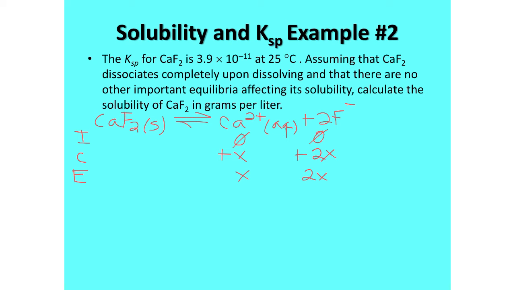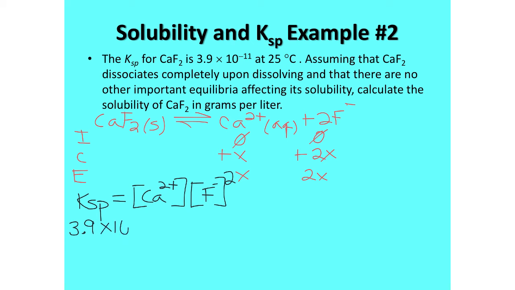We don't even bother filling in the calcium fluoride since that's a solid and that would not be present in the equilibrium expression. Speaking of the equilibrium expression, we would write our Ksp is equal to the concentration of the calcium ion times the concentration of the fluoride ion squared, because there are two of them. The value for our Ksp is 3.9 times 10 to the negative 11th. So then we plug in x for calcium, 2x squared for the fluoride, which would give us 4x cubed.